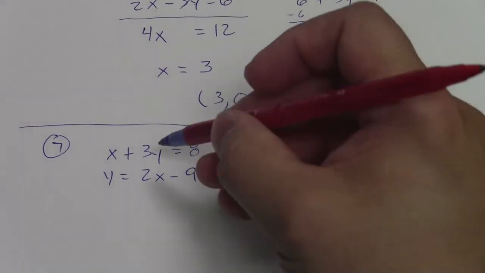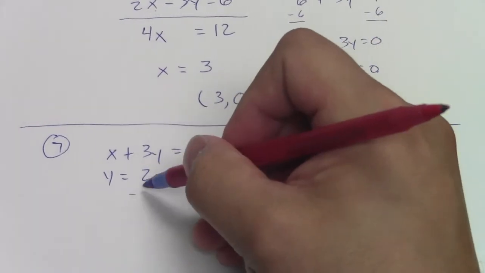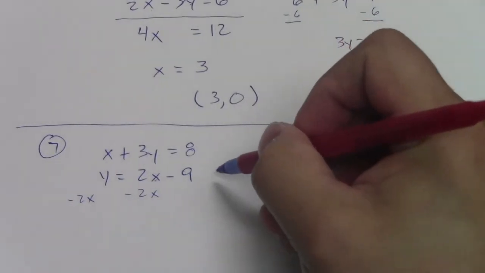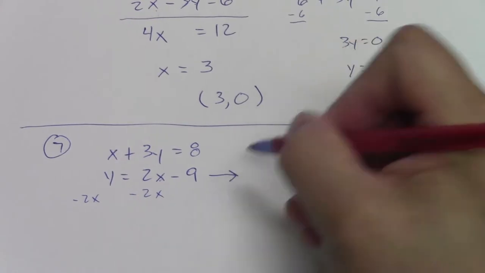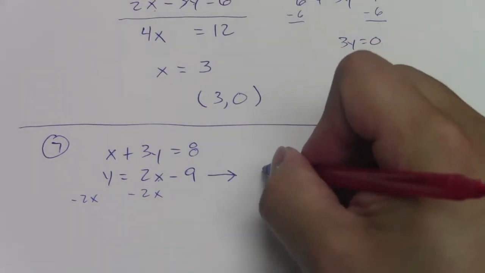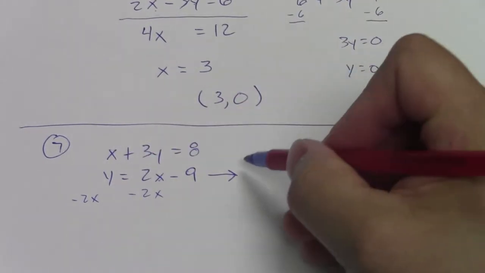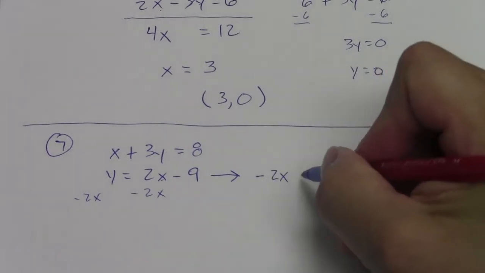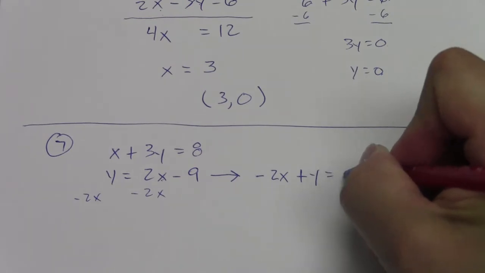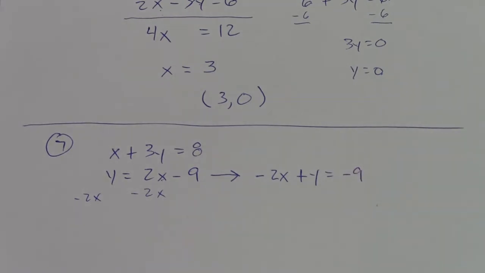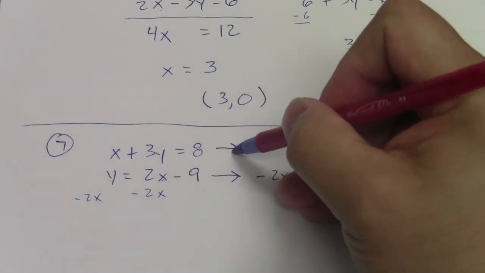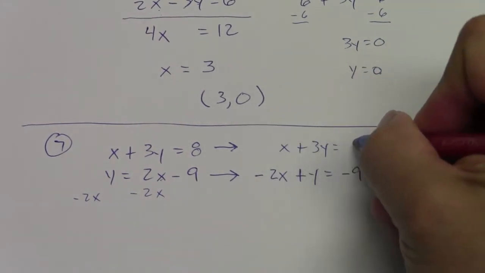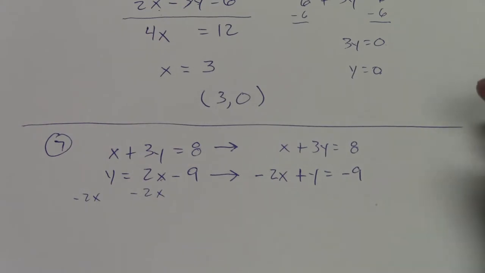So basically what I need to do is subtract a 2x from both sides. Let me rewrite the problem. I'm going to be left with, I'll start with x first, minus 2x plus y equals minus 9. And then I'm going to just yank this guy over so it's on top of it. So x plus 3y equals 8.